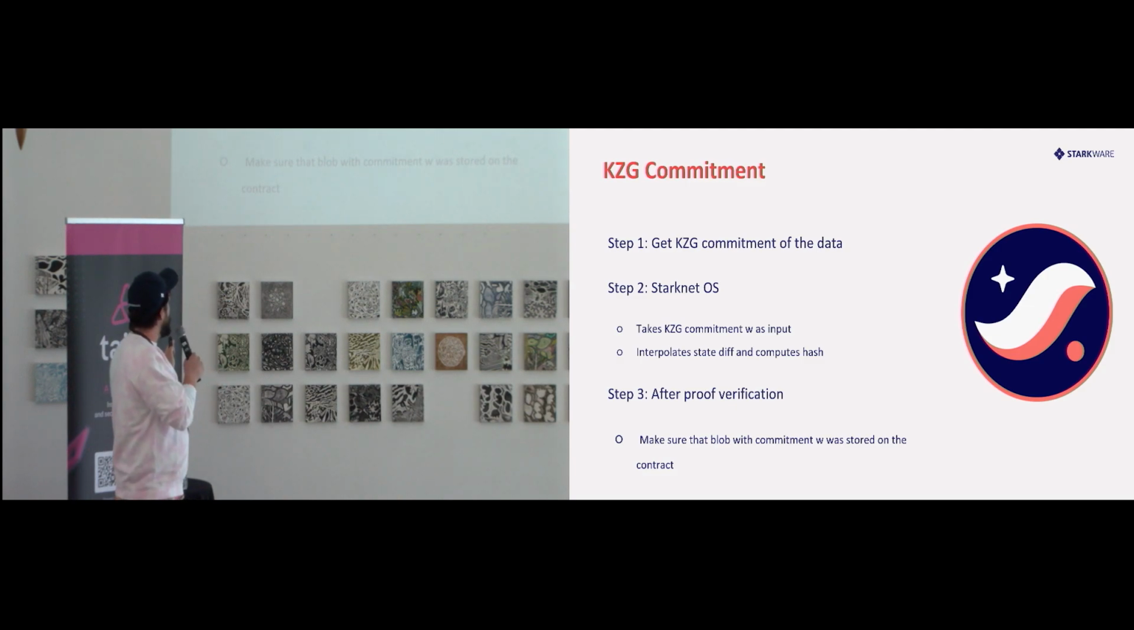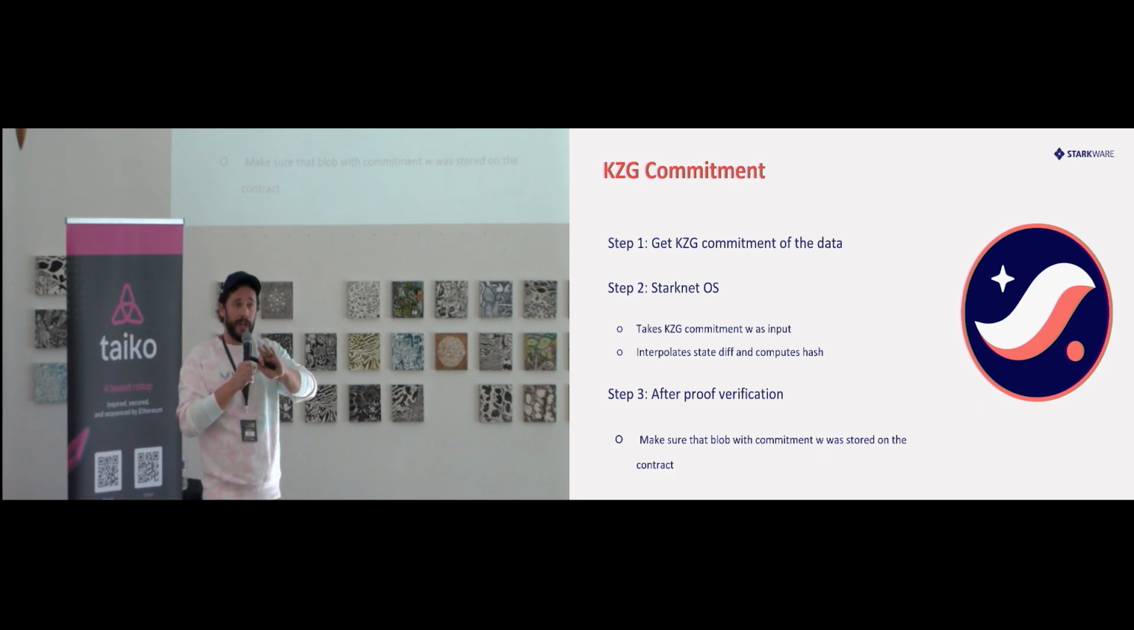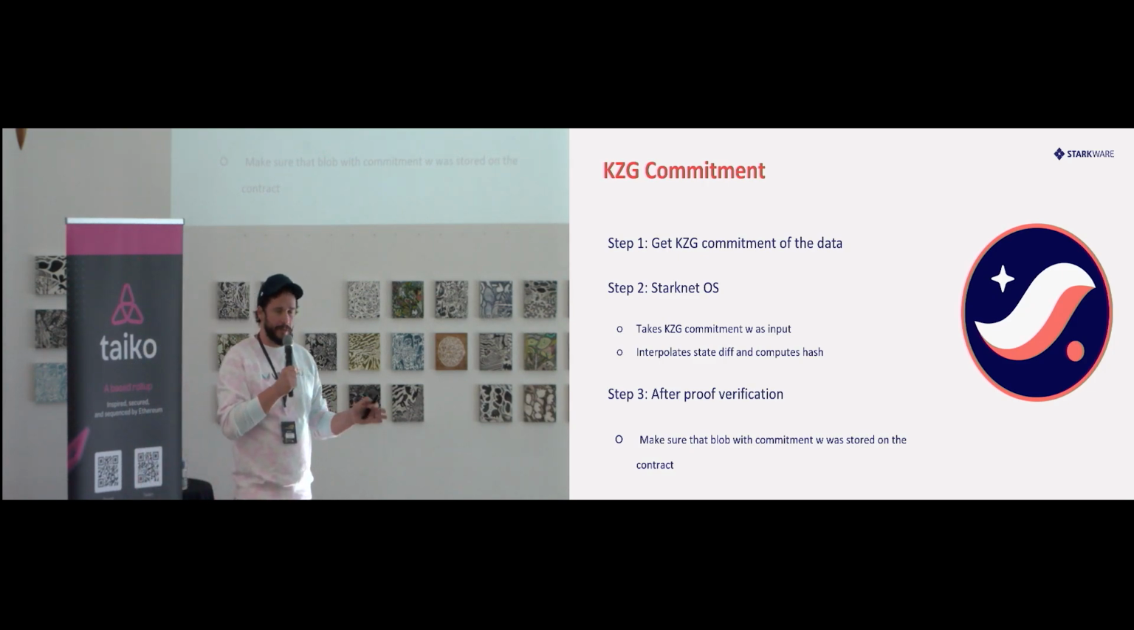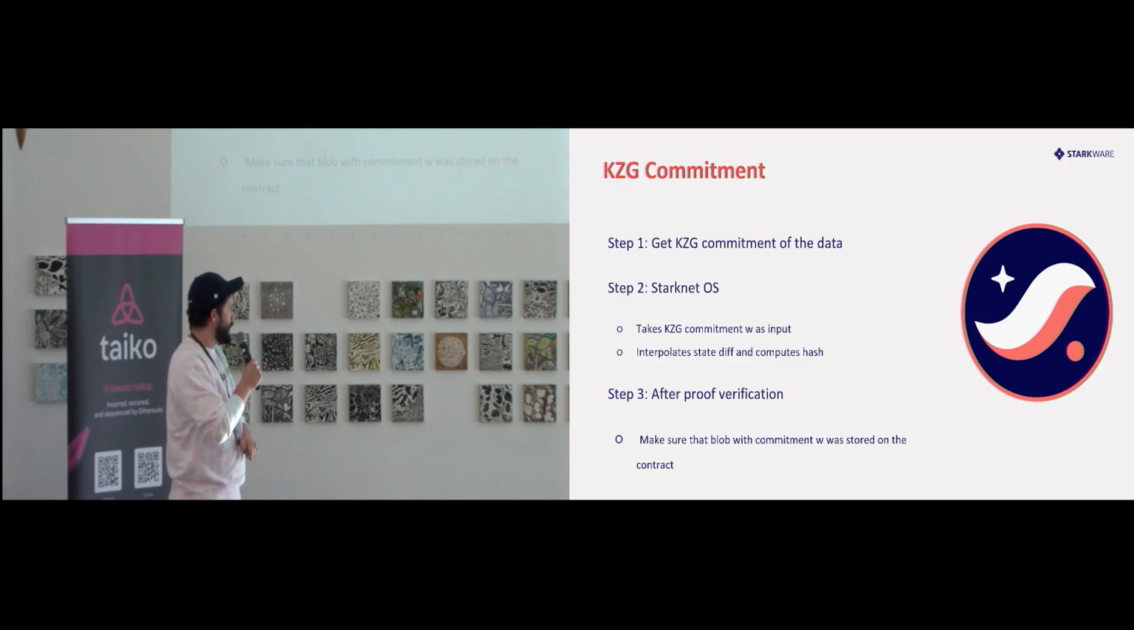So we take the KZG commitment as an input, we interpolate the state diffs and compute the hashes, and then after the proof verification, nothing has changed on the SHARP side. So SHARP prover to verifier, nothing's changed there. We make sure that the blob with the commitment was stored on the contract. Massively optimized for cost, takes our operational costs down by, I think, like 80%.